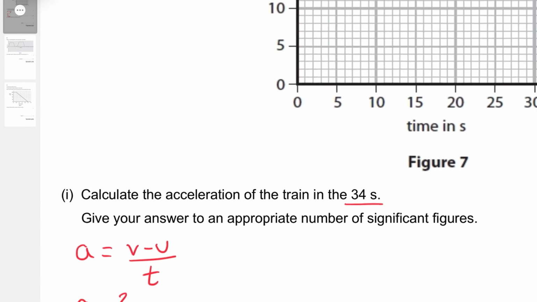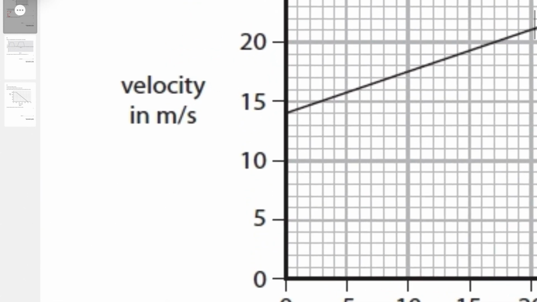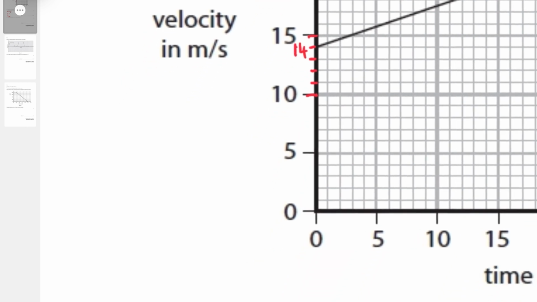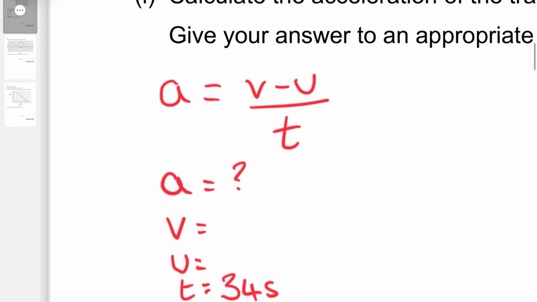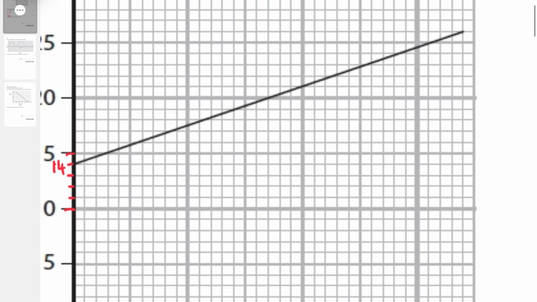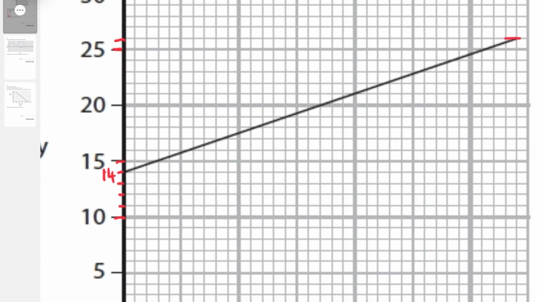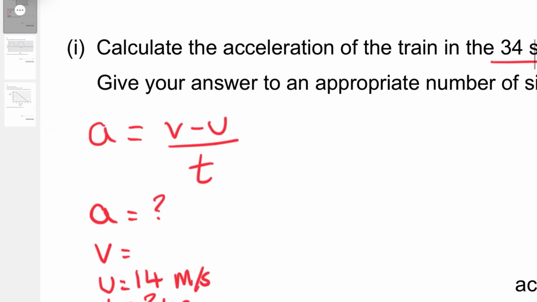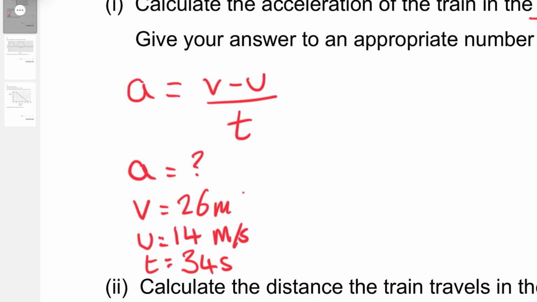Now let's look at our starting velocity, that u. Got that here. Now we look at the scale. See 10 and 15. So we know each little square is 1. So we've got 11, 12, 13, 14. So it's 14 meters per second. So fill that in. That's our starting, 14 meters per second. And then our final is over here. So this is 25. That must be 26. So that is 26 meters per second.